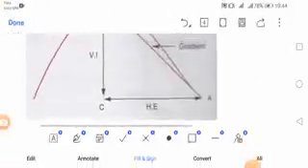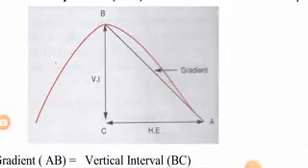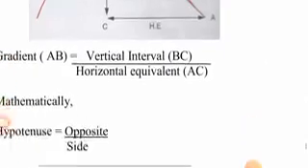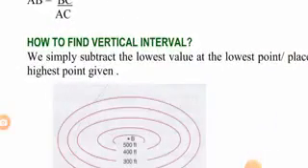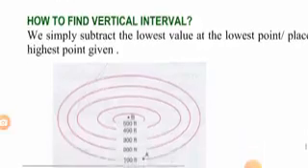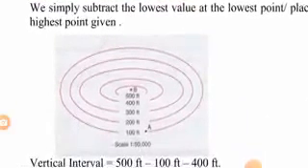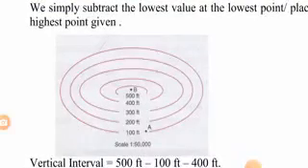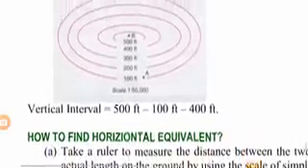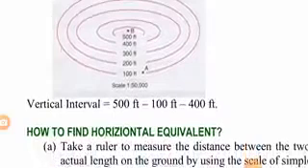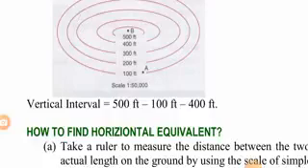The vertical interval we take from the map, while the horizontal equivalent we measure. When answering any question, you have to understand properly how to find the vertical interval. For a hill rising from 100 feet up to 500 feet, that is the vertical interval. We take the larger and the smaller and find the difference, for example 500 feet minus 150 feet.